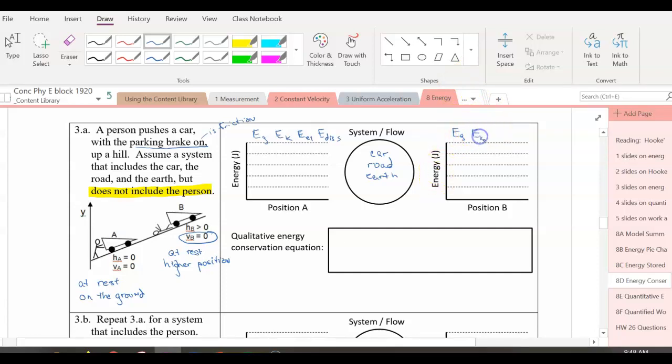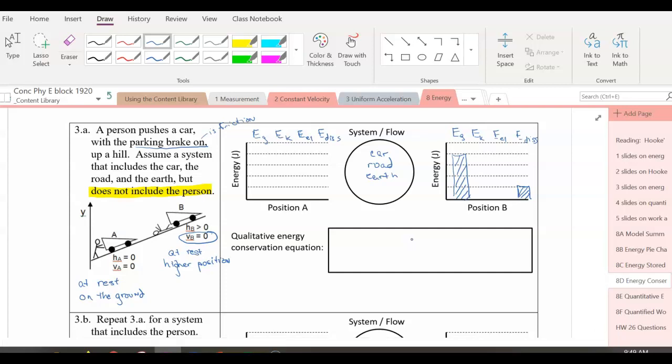There's no kinetic energy since it's not moving. And there might be some dissipated because of that parking brake. So I'm going to put some dissipated energy, and it's definitely higher than it was, so it has gravitational energy now. Where did that energy come from? It came from the person.